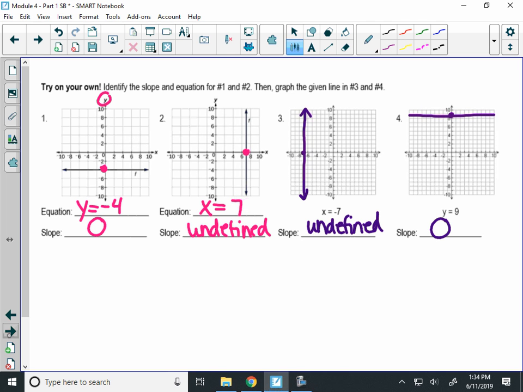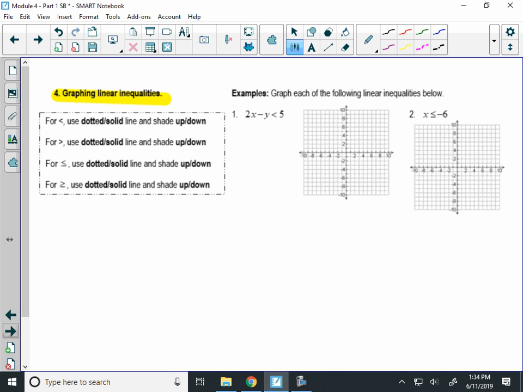Alright, let's finish this review up with graphing inequalities. When you graph inequalities, these are the ones that not just have a line, but have a dotted or a solid line and a shaded region. So, when I have a less than symbol, we're going to use a dotted line to make our line, and the less than means you're going to shade down or underneath that line.